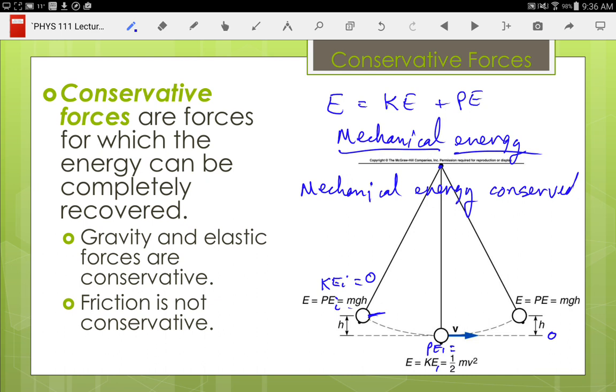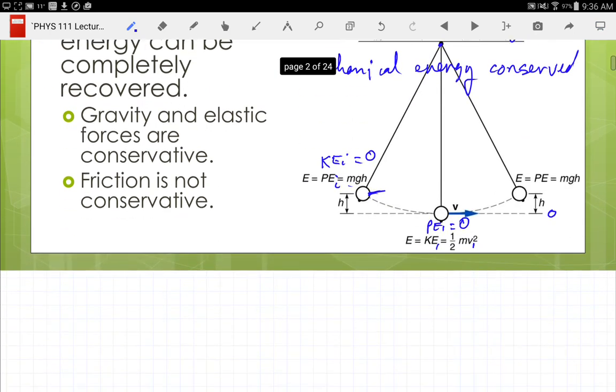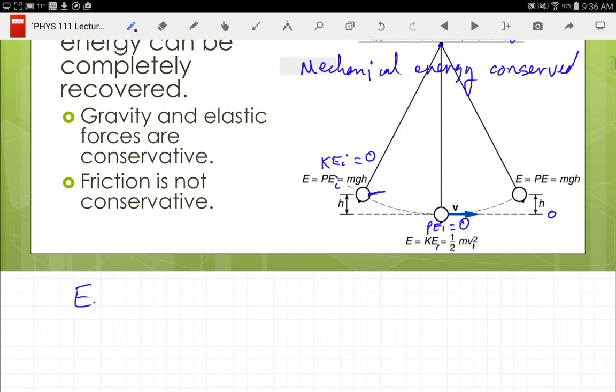Remember, what was the first thing I did on this entire slide? I set my reference point for 0 at the bottom of the swing. So the height is 0 down here, and since potential energy is mgh and h is 0, the potential energy down here is 0. And the kinetic energy is 1/2 mv squared, where v is going to be the speed here at the bottom.